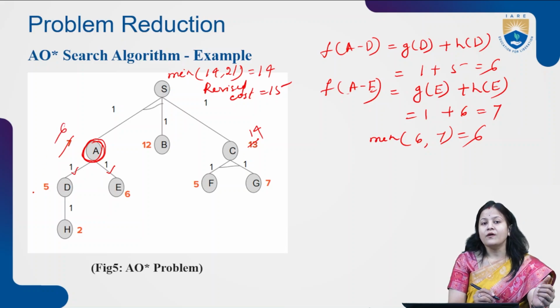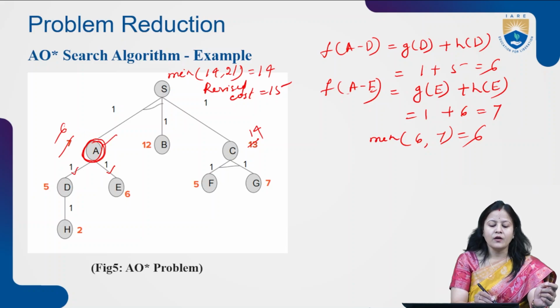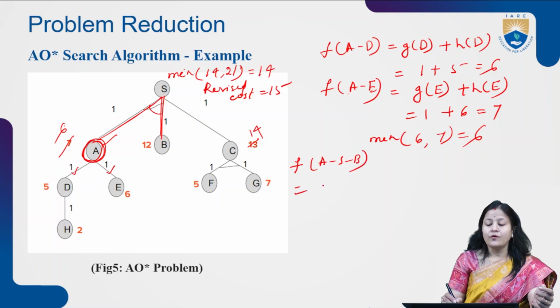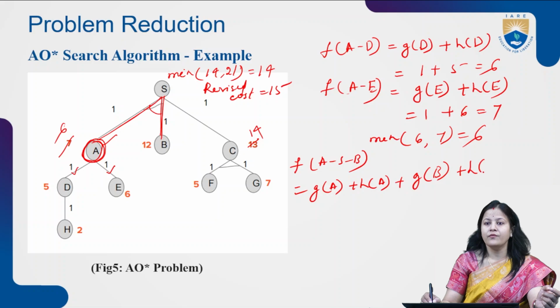So now the revised heuristic value for the node A becomes 6. As the revised cost is 6, again it has to be propagated to the root node. So here an arc is there. So recalculate, compute the cost of A and B again. So let us calculate the cost of A and B, that is equal to G of A plus H of A plus G of B plus H of B.